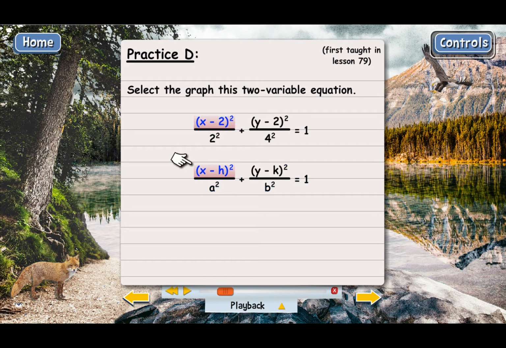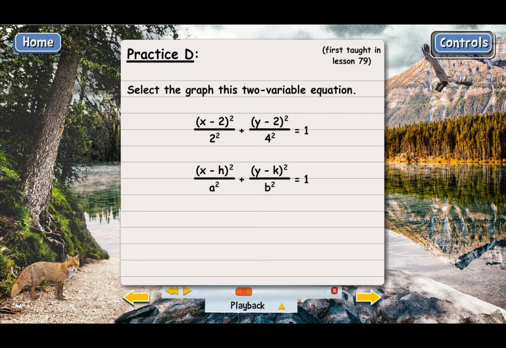See, we've got x minus a number squared on top, and then a number squared on bottom, and then that's added to another fraction where you have y minus a number squared on top, and then a whole number squared on bottom, and then the right side is equal to 1. So this is an ellipse with center not at the origin, and then to graph it, the first thing we need to do is find what the center of the ellipse is.